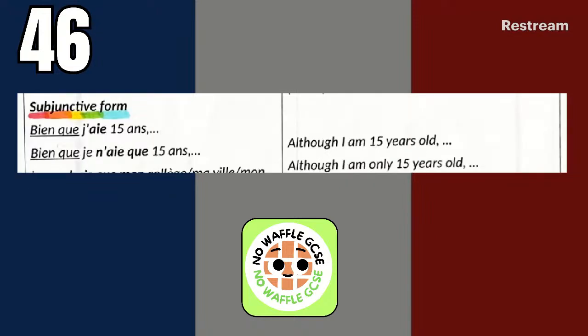Subjunctive. Now, subjunctive is a tense that's quite difficult. I wouldn't say memorize exactly how it works. I would just say memorize certain phrases so you can implement them, because otherwise it'll be quite difficult in the exam thinking about how it works. It's definitely an A-level tense. So, bien que j'ai 15 ans, although I'm 15 years old, bien que je n'ai que 15 ans, I'm only 15 years old. So, bien que j'ai or je n'ai, it might seem foreign to you right now, but, well, obviously it's French, but it's a useful tense to show off your skills.